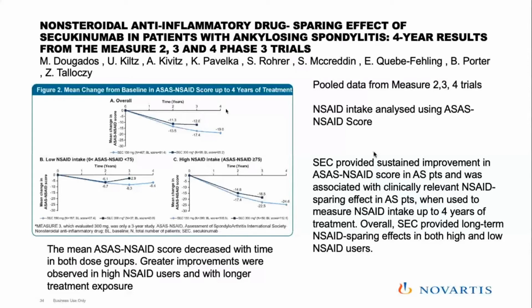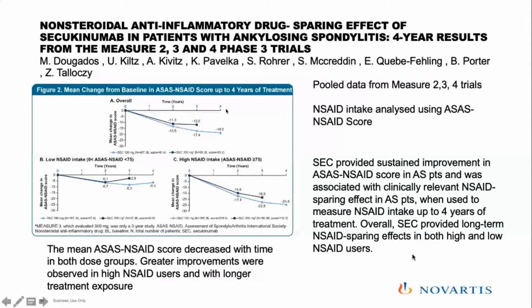So the pooled data has again shown that there is a sparing effect of NSAIDs in patients who have been treated with secukinumab. So how do we measure this? There is something called the ASAS NSAID score in patients, which measures the cumulative NSAID exposure, and you can see the secukinumab produced sustained improvement in this NSAID score in the AS patient, and was associated with NSAID sparing effect in ankylosing spondylitis patient, especially in the group which had a very high NSAID exposure.